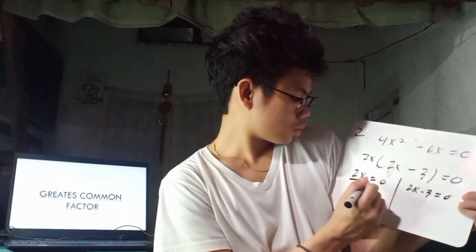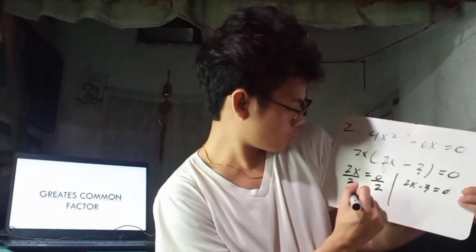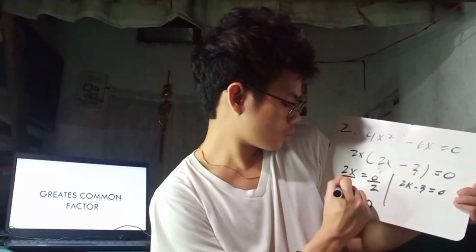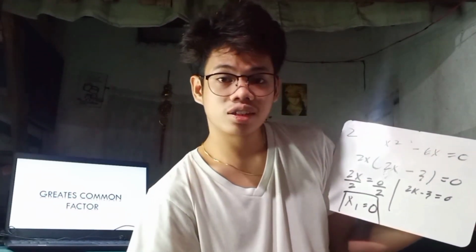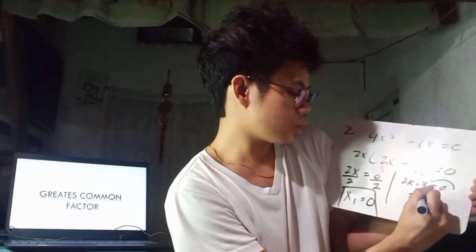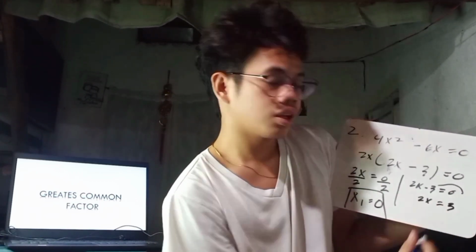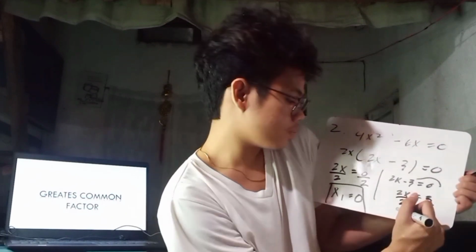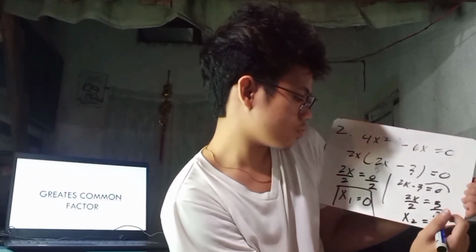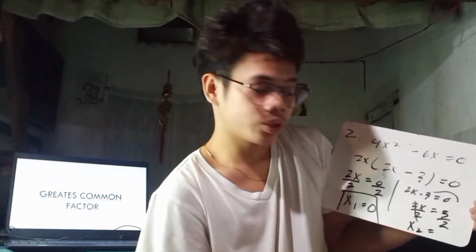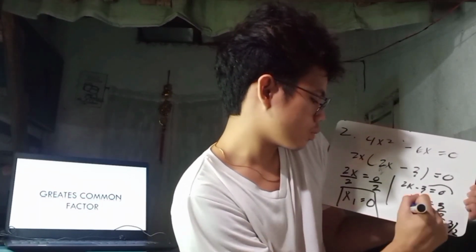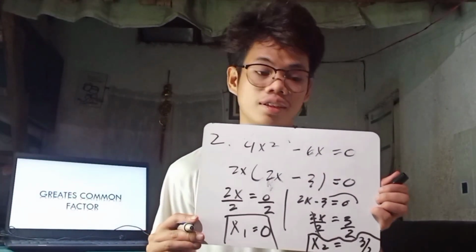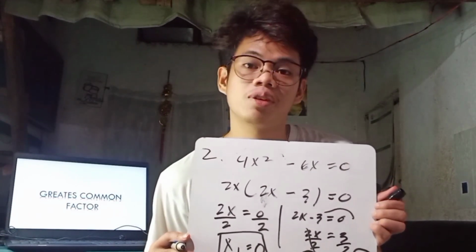So divide both sides by 2. Our x sub 1 is equal to 0 divided by 2, it will become 0. For our x sub 2, transpose, it will become 2x equal to 3. Divide both sides by 2. For our x sub 2, it will become 3/2. And that is all about the greatest common factor.